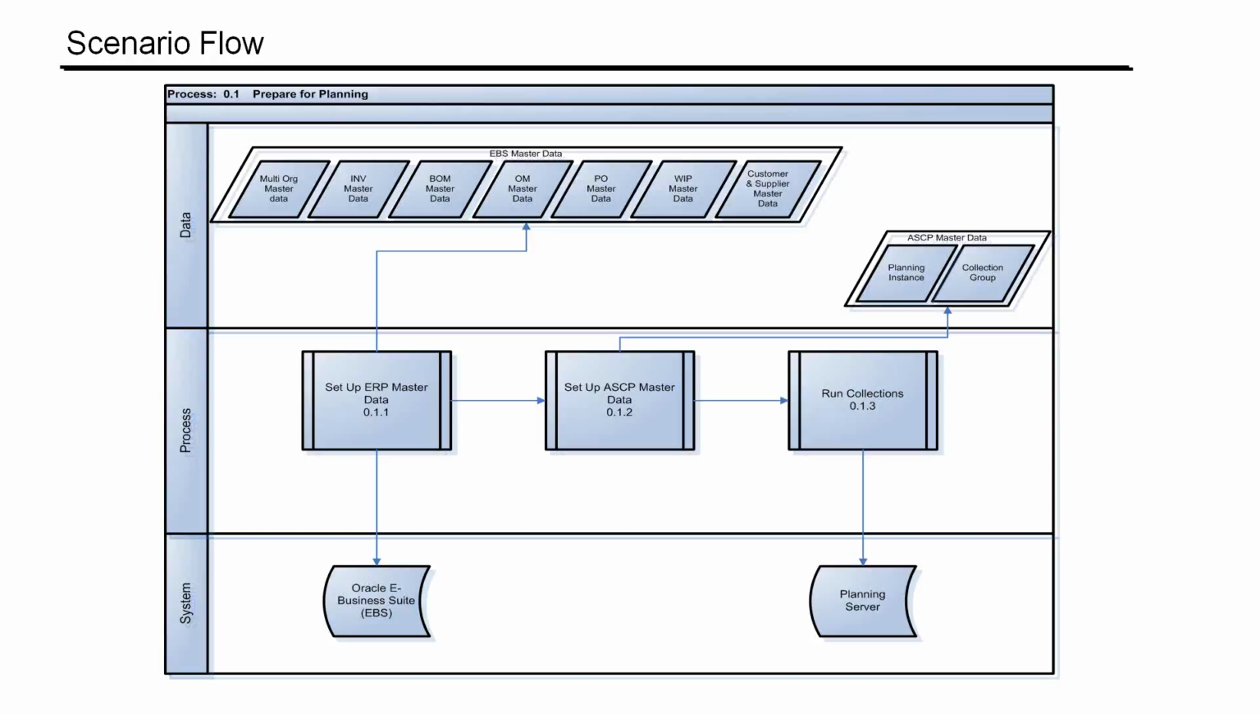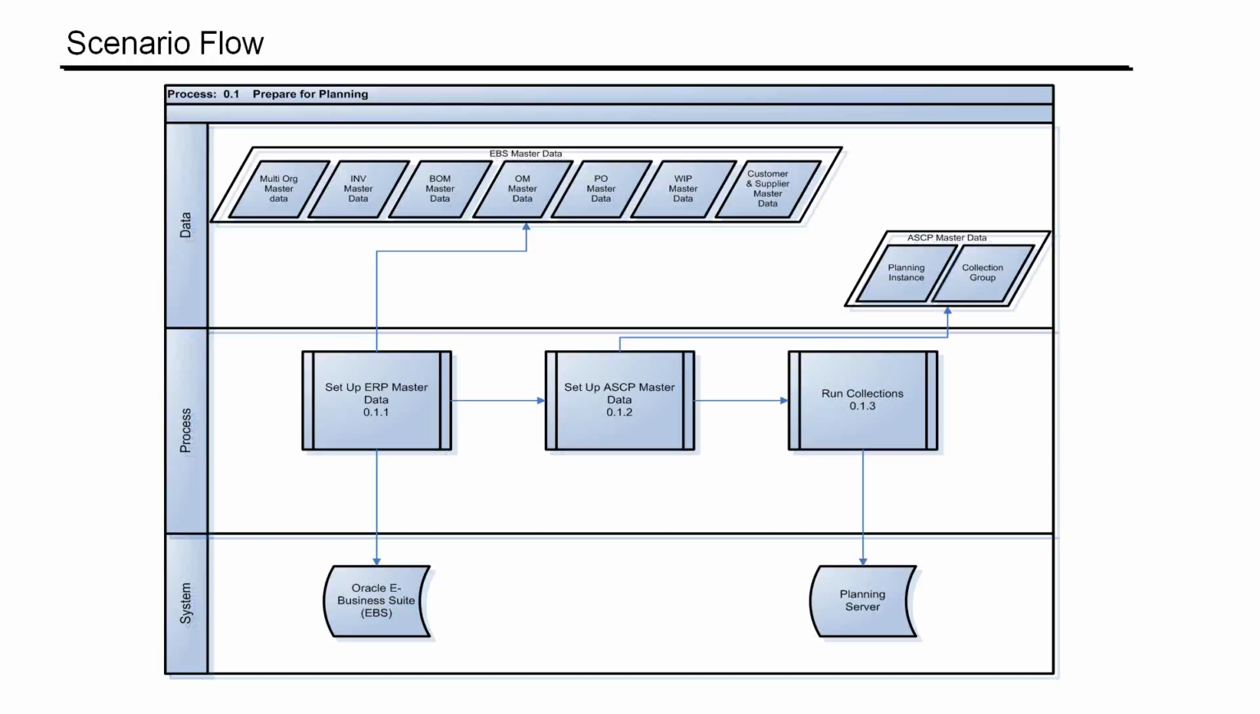Yeah. So the process is like we have to set up the ERP master data, then we have to set up the ASCP master data, then we have to run the collections, and once we run the collections, we run the plan, which brings the data ultimately to the planning server, which is nothing but the PDS, which we have already seen.